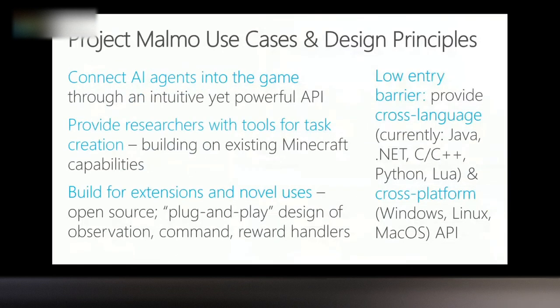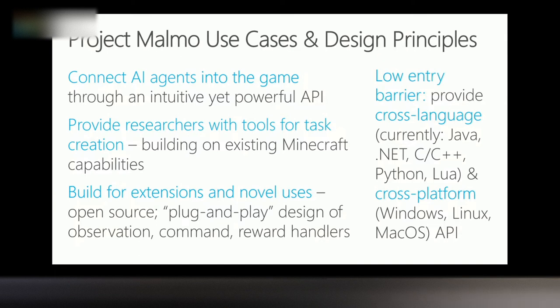So a few things about the platform. This predominantly is there to connect AI agents into the game. It uses OpenAI Gym as the interface. So if people are familiar with that, it's a very common interface. Pretty much most modern reinforcement learning open source implementations you'll find online will support this, and so they'll easily be able to plug into Malmo as the environment. We also provide tools for task creation, which I'll go over a little bit in a moment. And it's entirely open source for people to extend and make novel uses of.